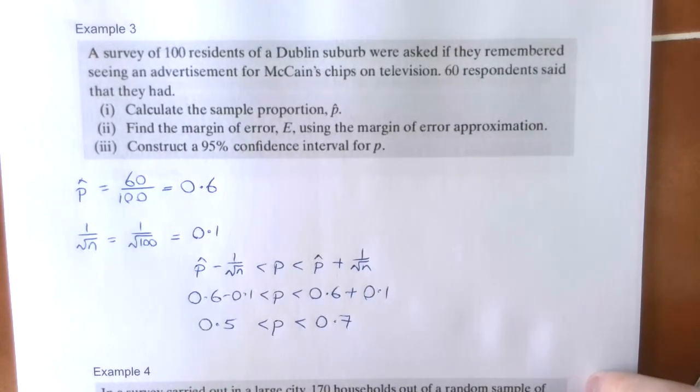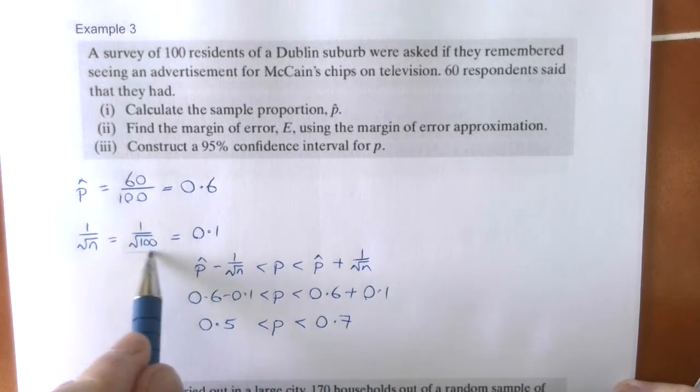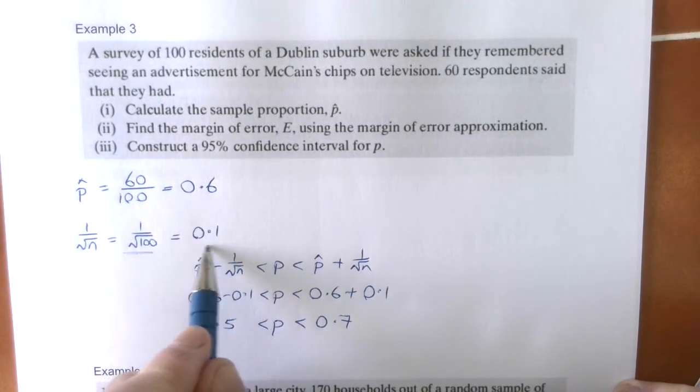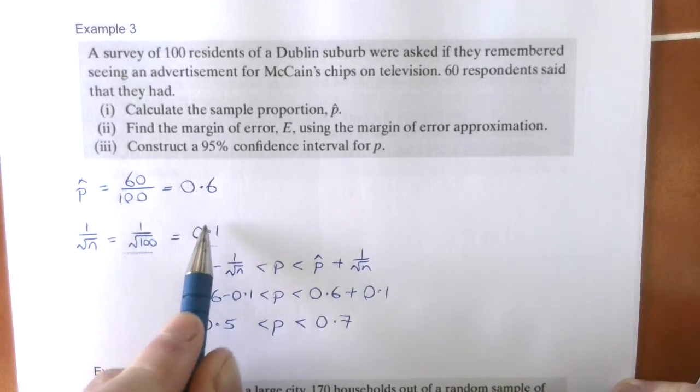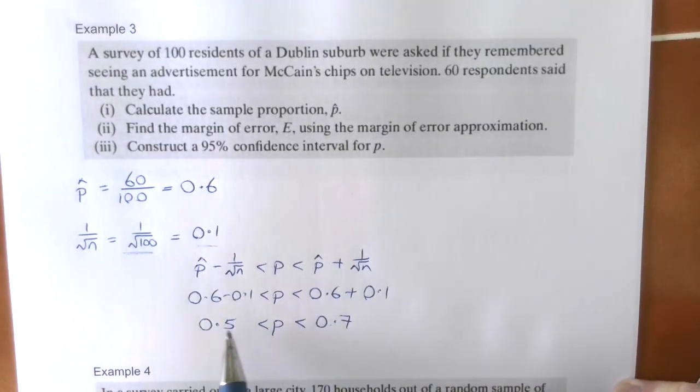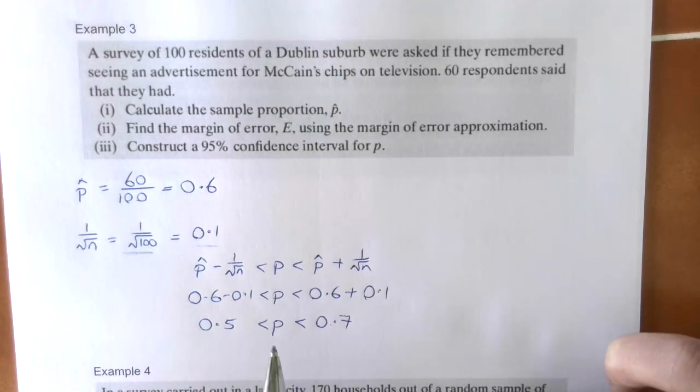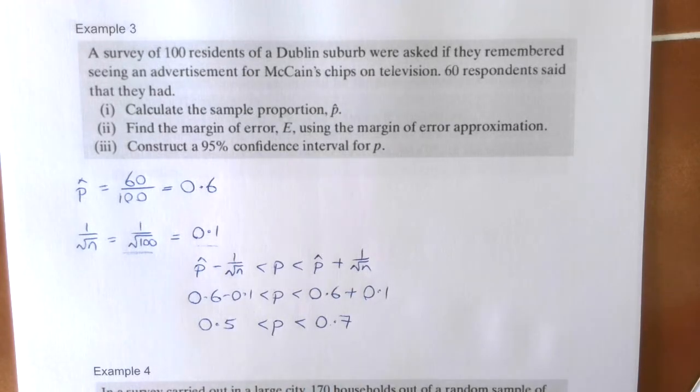Okay, the confidence interval is very large here, but that's because the sample is small. If you had a larger sample size, the smaller this number would be. So the bigger the number in the bottom, the smaller the number overall, so the smaller the margin of error, and hence the smaller the gap between these two figures. So for this one here, it's saying that between 50 and 70% of people will see the advertisement on TV.